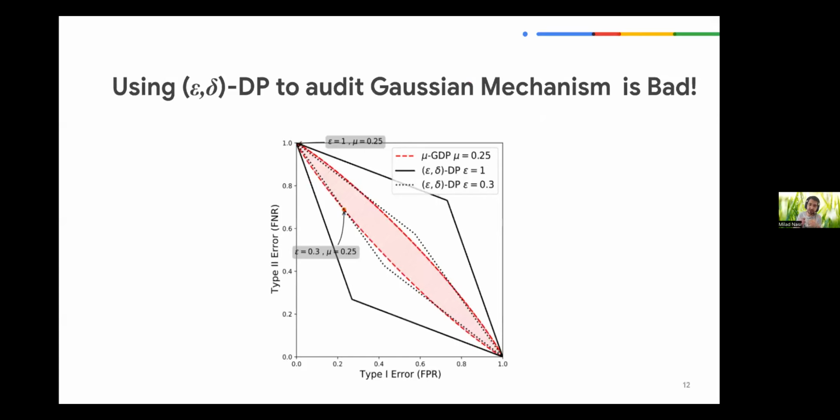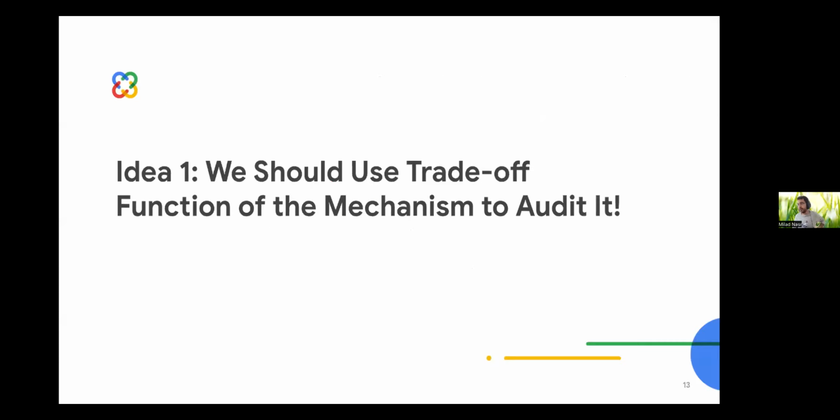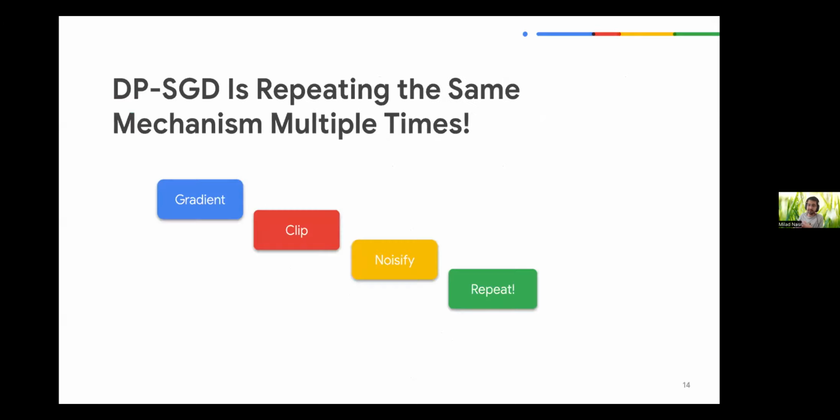So there is one more assumption, that we know the information about the specific mechanism, but this is very common knowledge that everyone uses. Like DP-SGD is subsampled Gaussian. That's nothing like a very hard assumption that we make, but this is one more assumption that we use to improve the auditing. So the first idea is that we use the trade-off function, and the second idea is that, as Nicholas mentioned, DP-SGD is a repetitive mechanism.